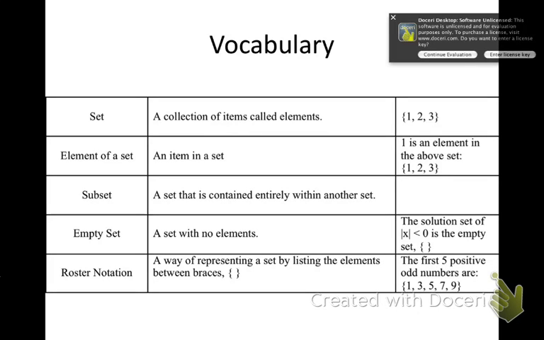Element of a set is just any individual element. Subset, we talked about a lot of different subsets, like the natural numbers, the whole numbers, integers. All of those are individual, unique subsets underneath the real numbers. Empty set, there was nothing included in it. Roster notation, you're just listing it out.